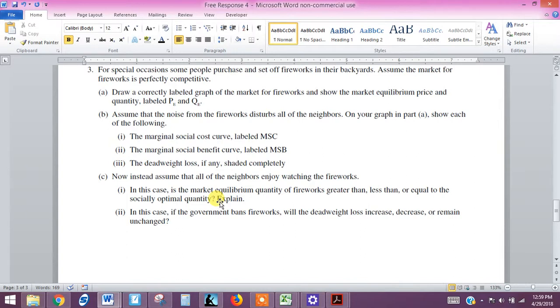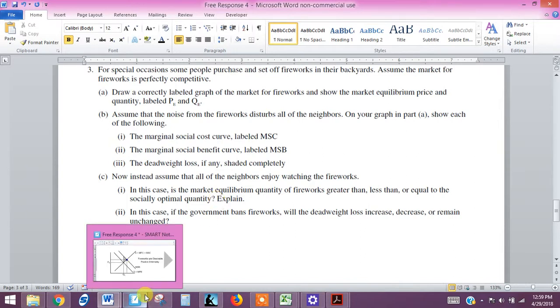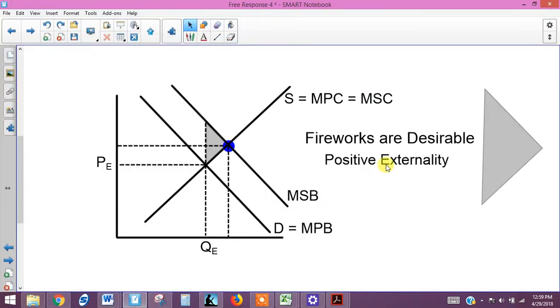And you can explain that by saying that, because of the positive externality, the marginal social benefit is greater than the marginal private benefit, so it's a curve that's shifted out to the right, and that's going to make both the price and the quantity higher.